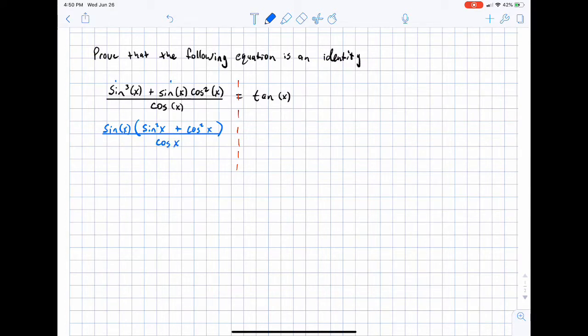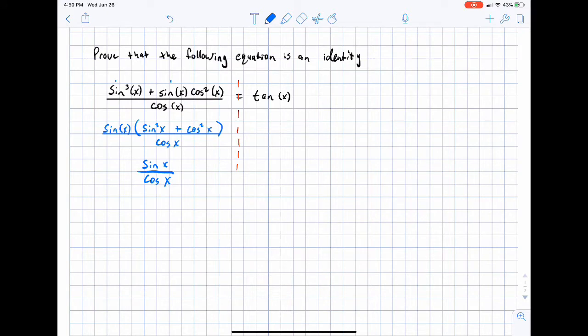All right, now I see a sine squared and a cosine squared. And again, anytime I see a trig function squared, I'm going to be looking at probably the Pythagorean identities. When I look at that, I see that sine squared of x plus cosine squared of x is equal to 1. So I'm going to be able to write the numerator as the sine of x, and then we have the cosine of x in the denominator.